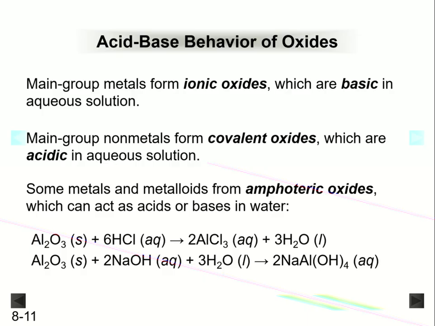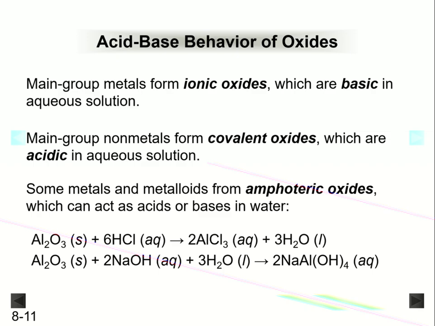In between the metal oxides and the main group nonmetal oxides are a few metalloids and a couple of metallic elements that form amphoteric oxides. We mentioned this earlier. These can be acid or base in water. And aluminum, though it is a metal, it's right next to silicon in the periodic table, and silicon is a metalloid, and aluminum is close to silicon, and so it has some metalloid behavior. It is also an amphoteric oxide.